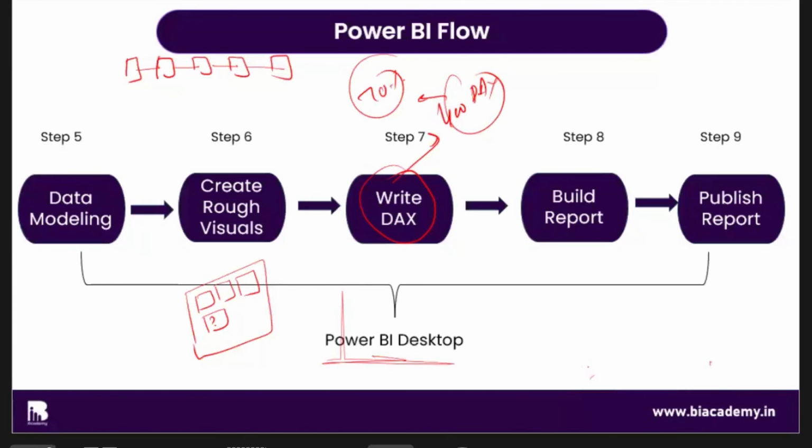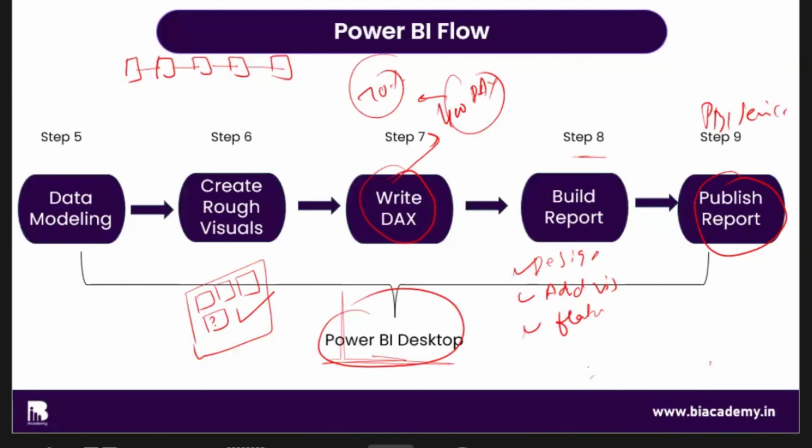Once you have written DAX, you replace your rough visual with DAX, and then in step 8, you build the report. So basically your rough visual has been approved now. So now you create the background design, right? Then you add visuals inside it. Then you add features like page navigation button, like drill through, like tooltip, etc. You add all the features inside your report to make it more advanced, to make it better, basically. Then you publish the report to the Power BI service so that we can share it with the client. So these 5 steps are done in Power BI Desktop.